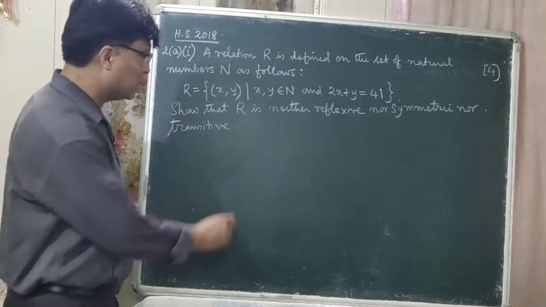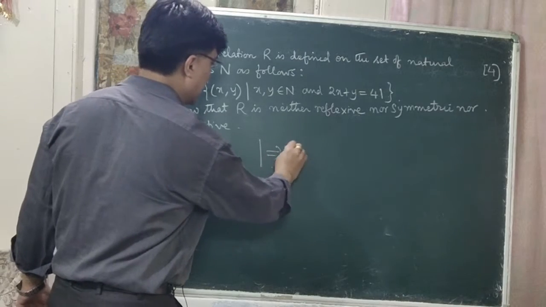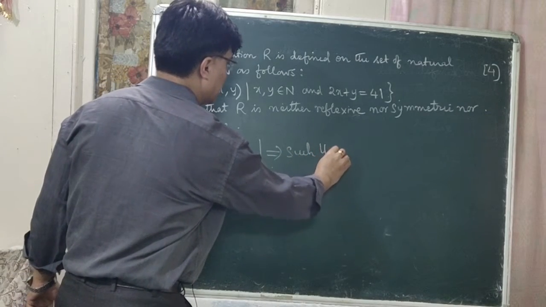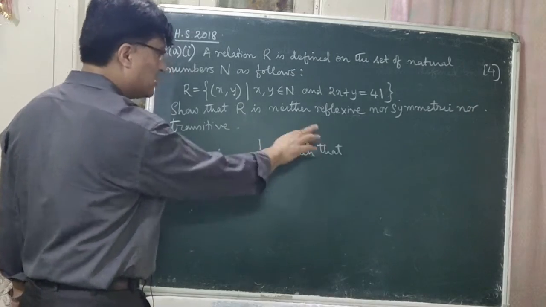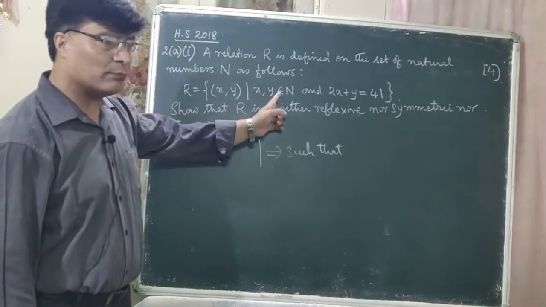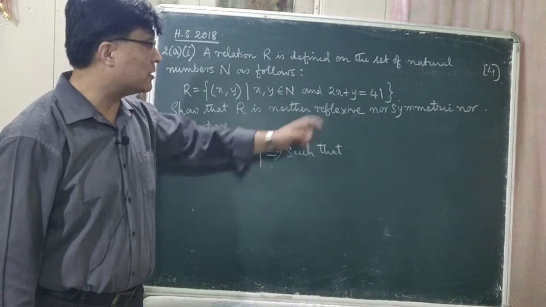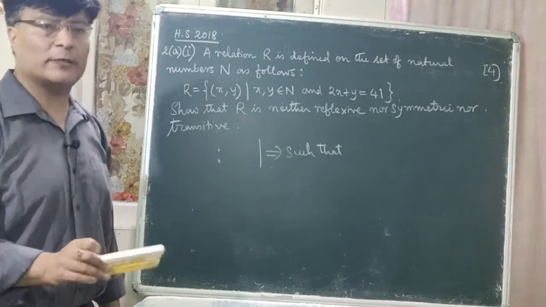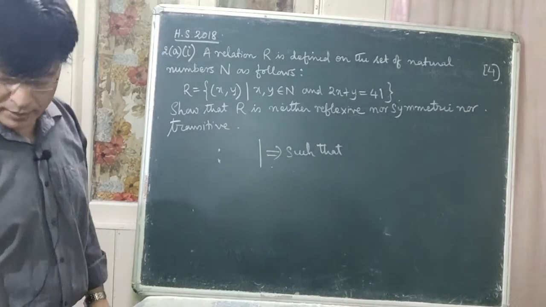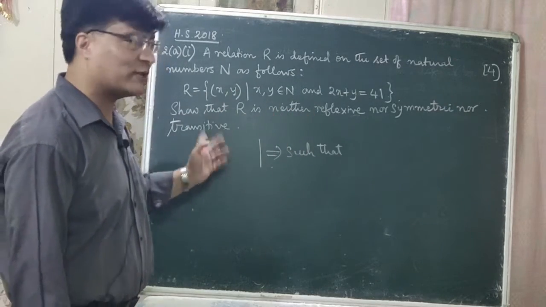Such that, this means such that. Okay. Such that is either this colon or this vertical line. x comma y both belong to the natural numbers N, and the relation given here is 2x plus y is equal to 41. Okay, you have to show that R is neither reflexive nor symmetric nor transitive.